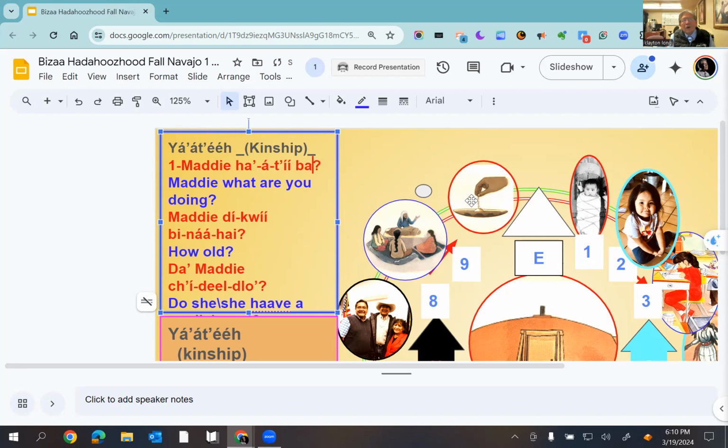Hat e ba na na. Hat e ba na na Maddie. And you can use that question with your mother at home. Shema, hat ish ba na na. Or hat e ba na na. And she'll say, oh, I'm in library. Ba ashe. She might say that. So our question is to Maddie. Maddie, hat e ba na na.